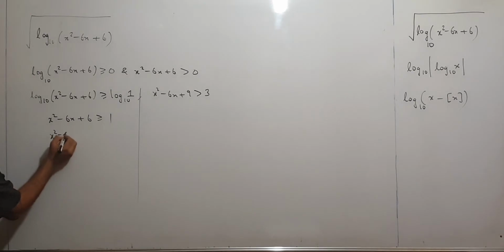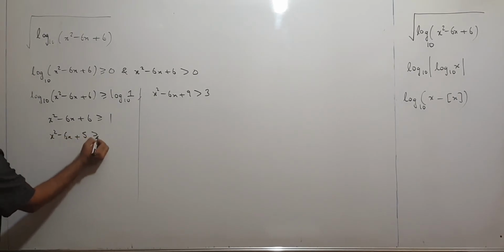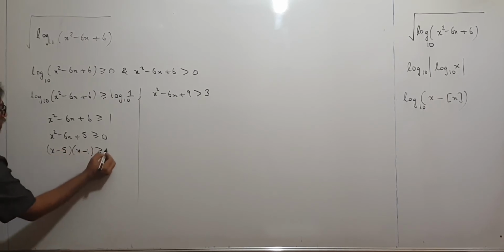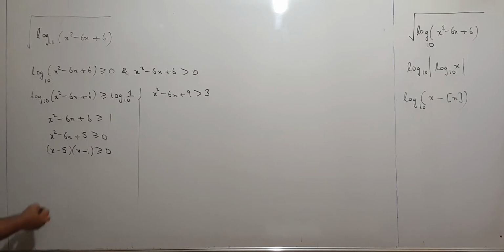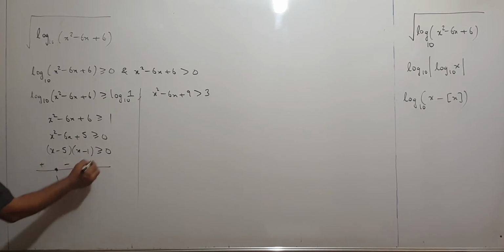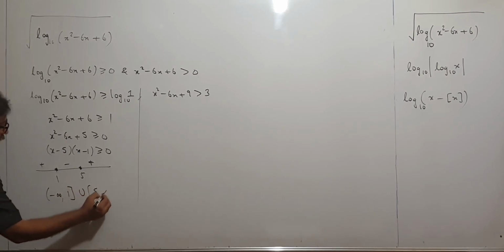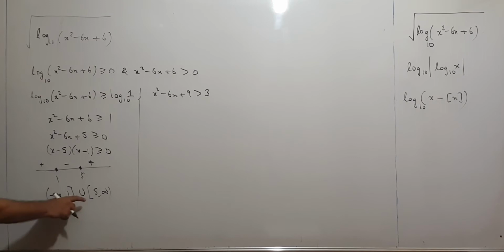So this is x square minus 6x plus 5 greater than or equal to 0, that is 6 minus 1. I factorize it: x minus 5, x minus 1 greater than or equal to 0. The poles are 1 and 5, and both poles get included. If I take 6 over here, this will become positive, negative and positive, and I have 1 greater than 0. Means x belongs to minus infinity to 1, union 5 to infinity. This is one answer.